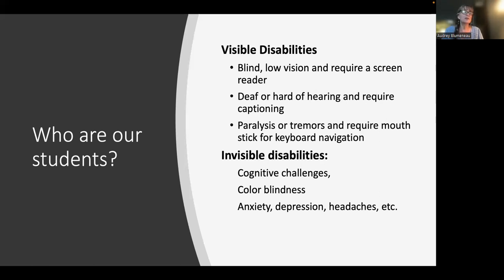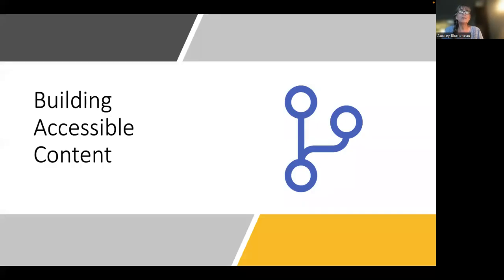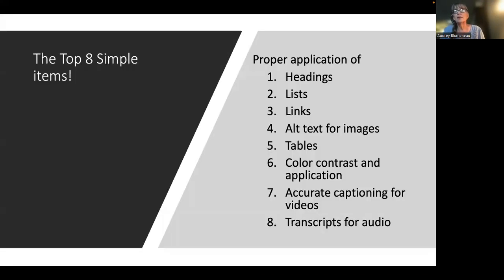So lots of different things that we are having to deal with, not just in the school system, but in all workplaces. So we want to take a look at building accessible content. There are essentially eight, I call them simple items, because they are really, in my mind, very simple. But I have learned that what I consider simple is not necessarily simple to everybody.